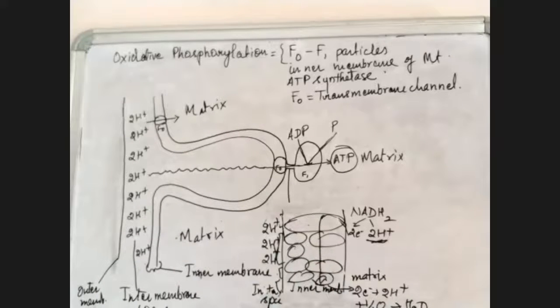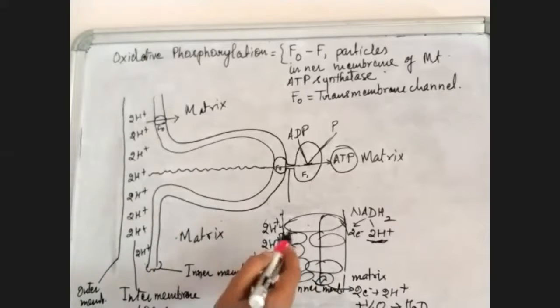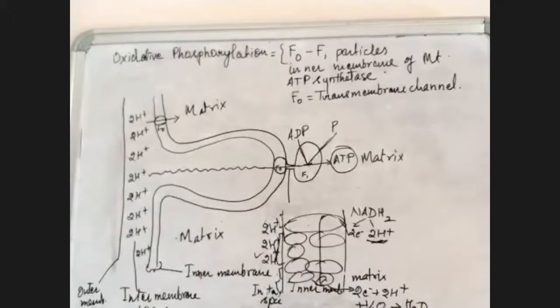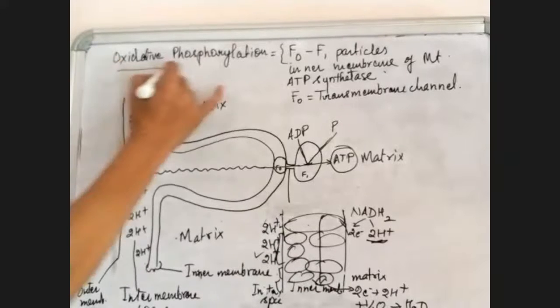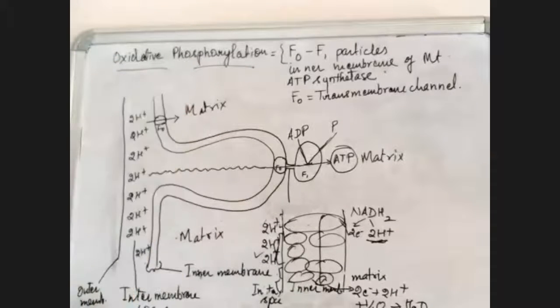Because of this, the proton gradient develops. Development of the proton gradient means the number of protons in the intermembrane space increases. And during oxidative phosphorylation, this gradient is broken down and energy is released. Is it clear now? Yes, beta, is it clear? Yes. Okay.